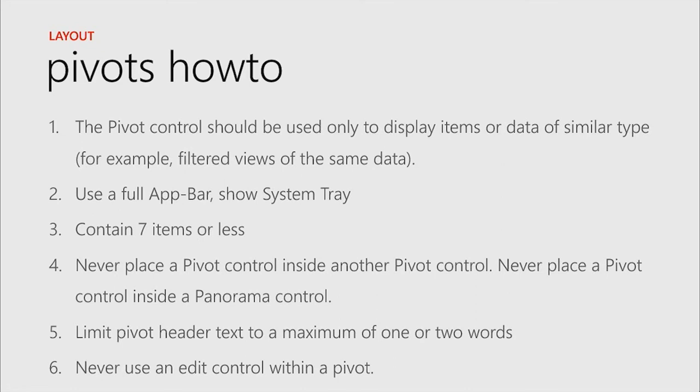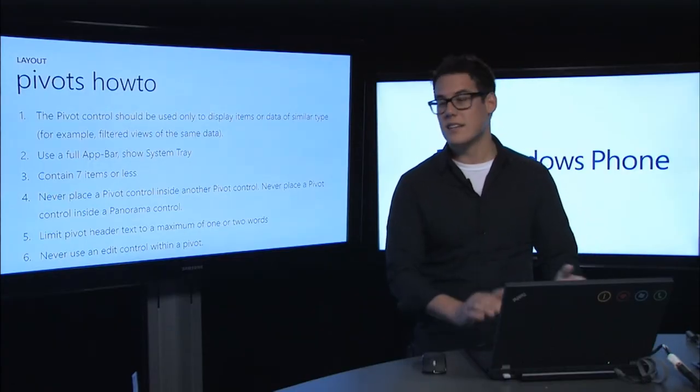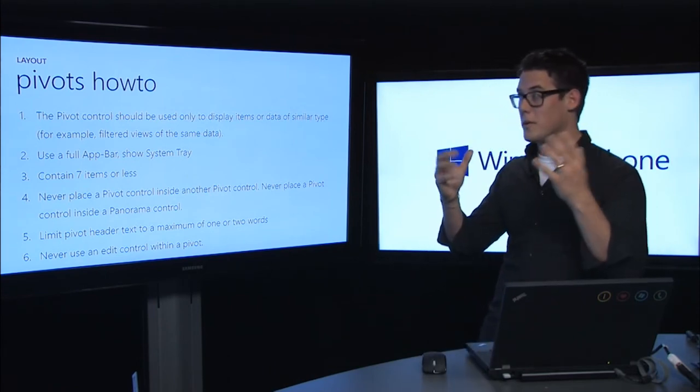The only time it's even a question in our default system is in a panorama. But definitely in this scenario, if you can, use the system tray up at the top so that you know what the time is and can see the battery life at any given point. Contains 7 items or less. This is just for the human mind.